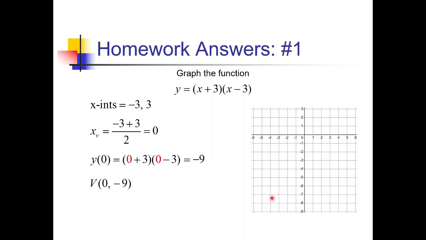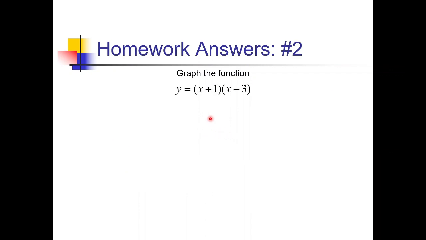All right, let's graph all this. Let me do the x-intercepts first. So we've got -3 right here and +3. And then we had 0, -9 down here. And I can draw a parabola through those 3 points.